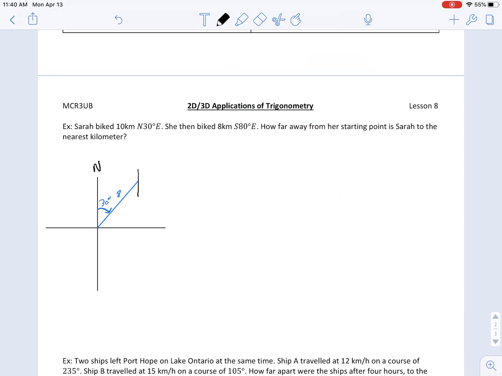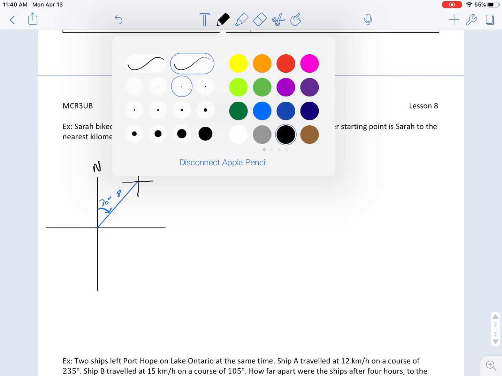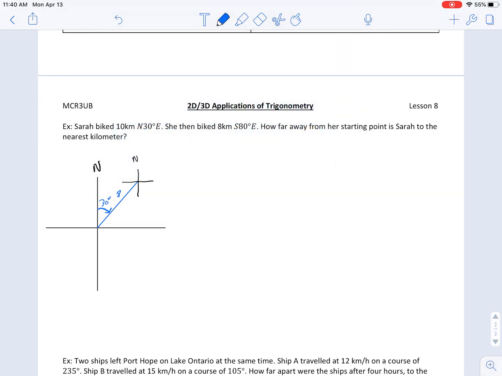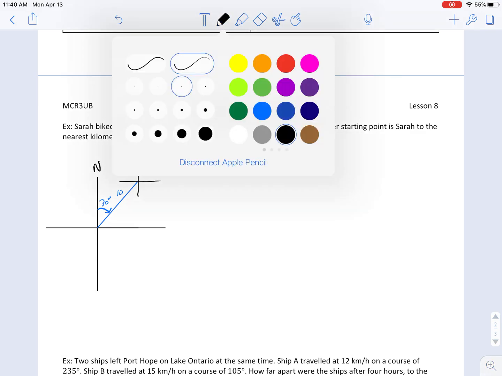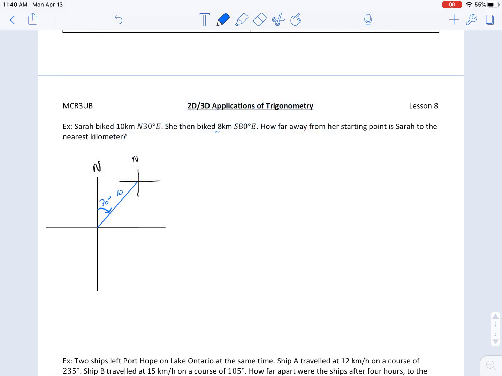The next part, though, what we should do is draw what's called the compass rose again. So we just create another little grid where, again, this is north. You don't need to label it north, but so that we can change directions based on north, south, east, and west. So the next part, she says she's going, oops, I put 8. That should be 10. So this is 10.